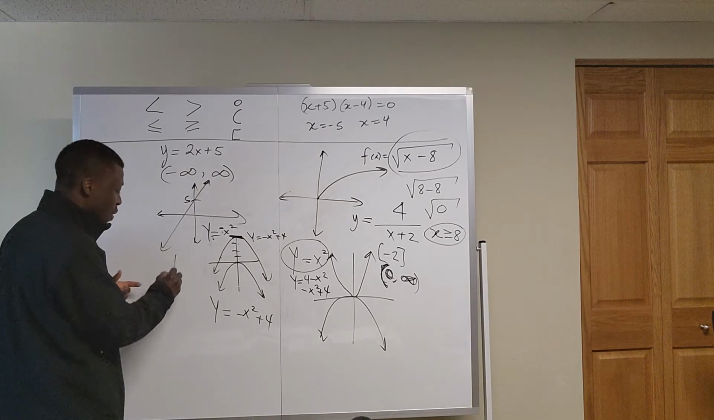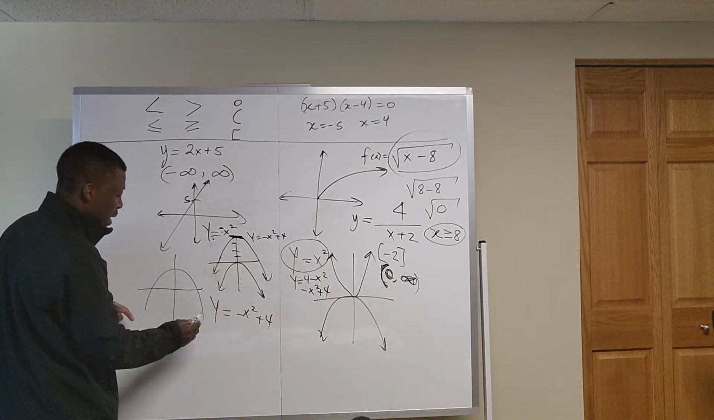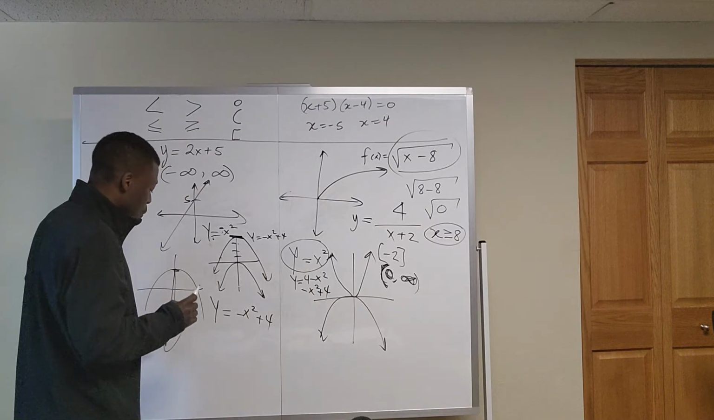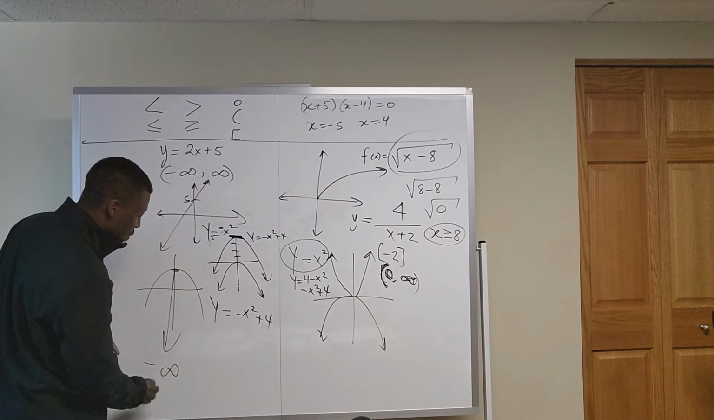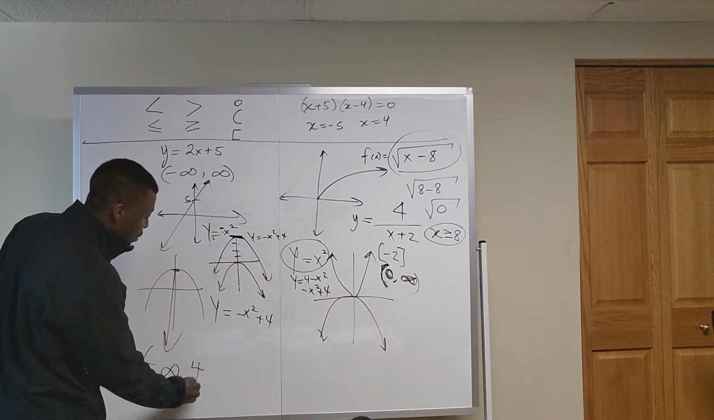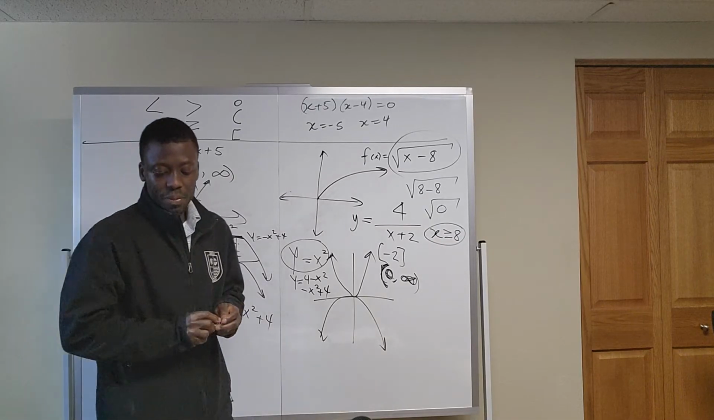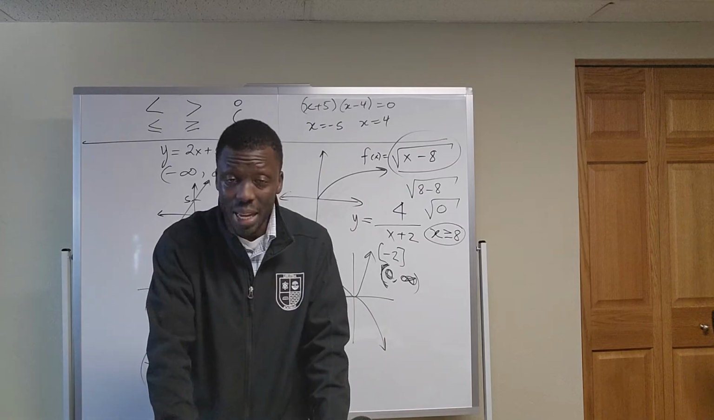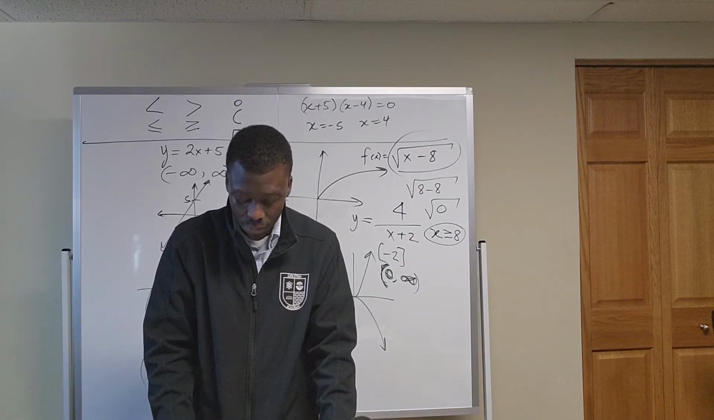So the range of a function, if it's like this, is everything from this point down. That's the range. But the way we would write it is we would start with -infinity and then we would write down the 4 on the other side. So that's how we find the range of the function. So we have the domain and then we have the range.